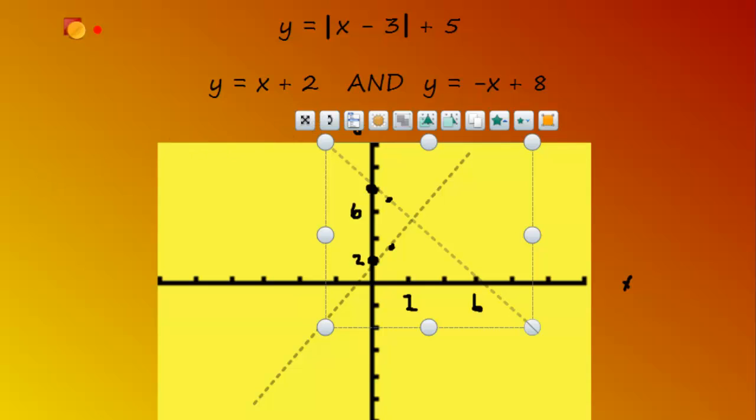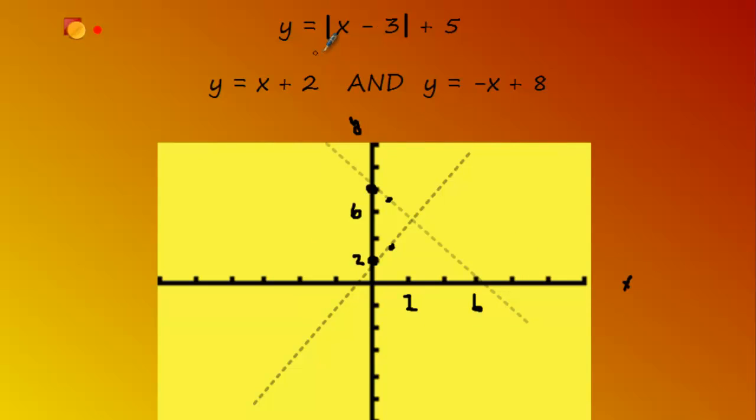So I have my two lines then that came from my absolute value equation. Now the intersection of these two lines is going to be the vertex of my absolute value graph. So this is going to be my vertex right here. Okay, and then I'd want to label that point, and I could do it by taking the opposite of the 3 in x minus 3, and 5. So the vertex is going to be at 3, 5.